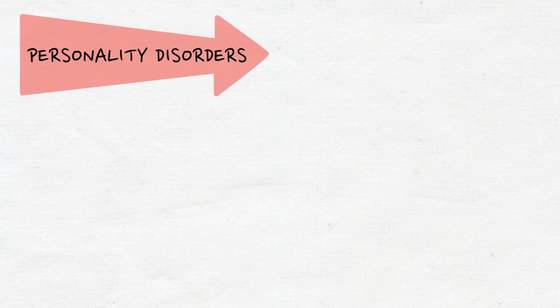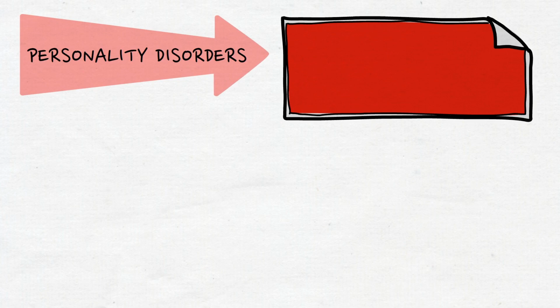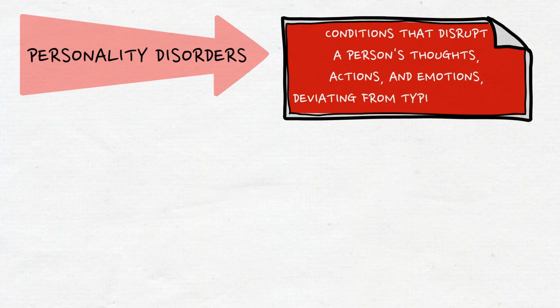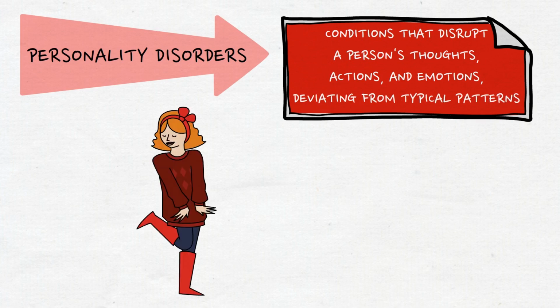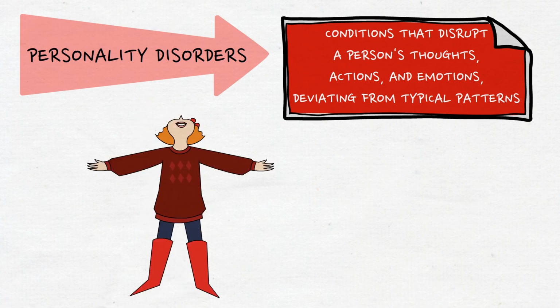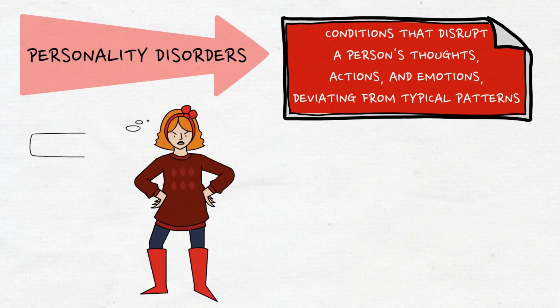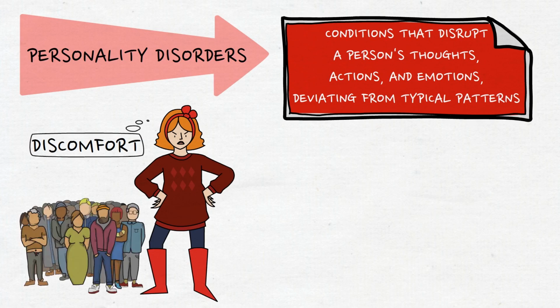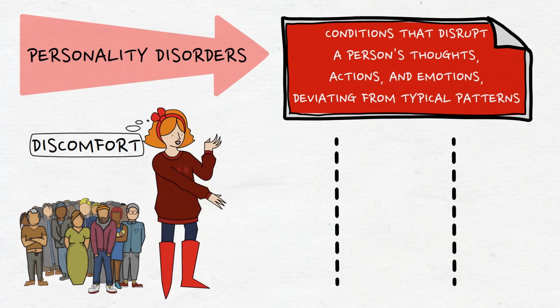Personality disorders are the third broad category when talking about psychosocial disability. These are mental health conditions that disrupt a person's thoughts, actions, and emotions, deviating from typical patterns. Individuals with personality disorders tend to exhibit persistent behaviors, feelings, and thoughts that may result in discomfort for themselves and those around them. Various types of personality disorders exist, each with its unique symptoms and attributes.